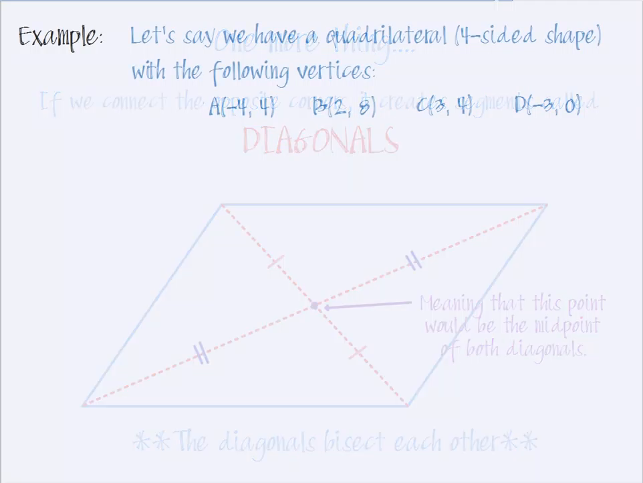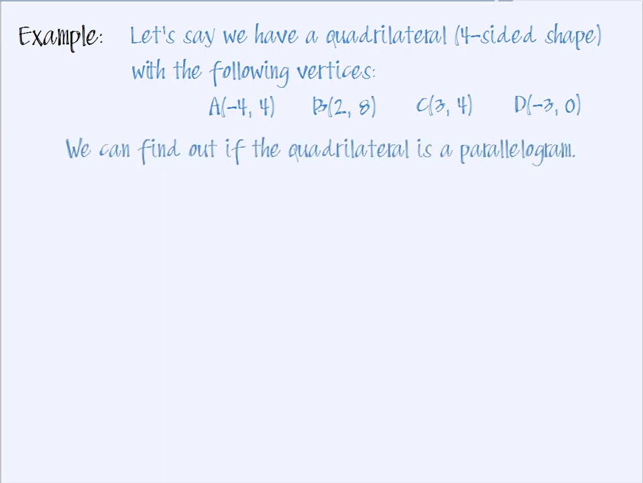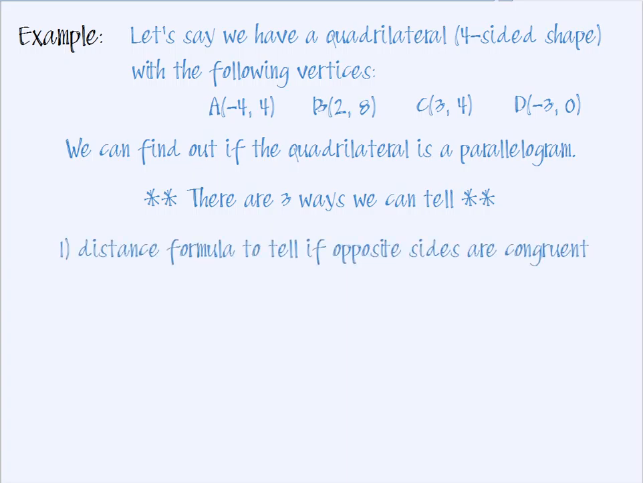Let's take a look at what we can do with some of this information. Let's say that we have a quadrilateral. Quadrilateral simply means four-sided shape, and it gives us the four vertices. But not just that, it's going to ask us if this quadrilateral is a parallelogram. Now, for me to prove that this shape is a parallelogram, there's three ways that I can basically figure this out and show my proof.